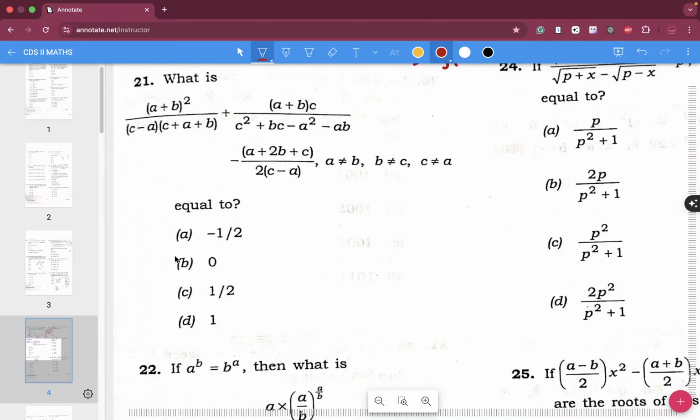Now let's move on to question number 21: (a plus b) whole square divided by (c minus a) into (a plus b plus c), and so on. They have given a is not equal to b, b is not equal to c, and c is not equal to a. So can I say a is equal to 1, b is equal to 0, and c is equal to minus 1? Absolutely, we can say.